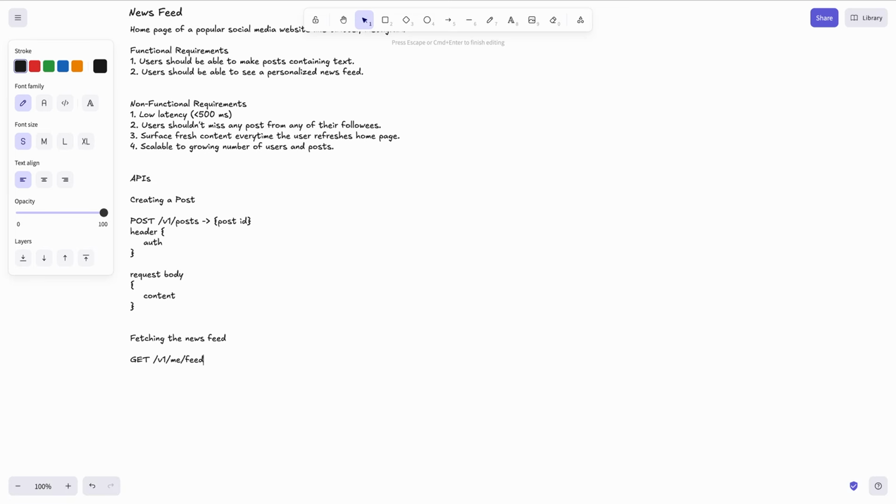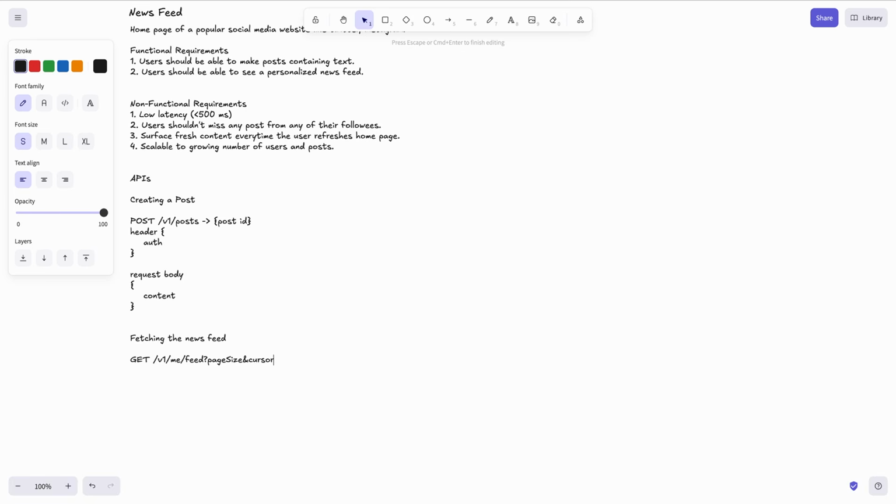Now here's a crucial point. A user's newsfeed can be massive, that is, potentially infinite. We can't send all of it in a single request. This is where we need to use pagination. So we'll use two parameters in our API to handle this. The first one is the page size, and the second one being the cursor.